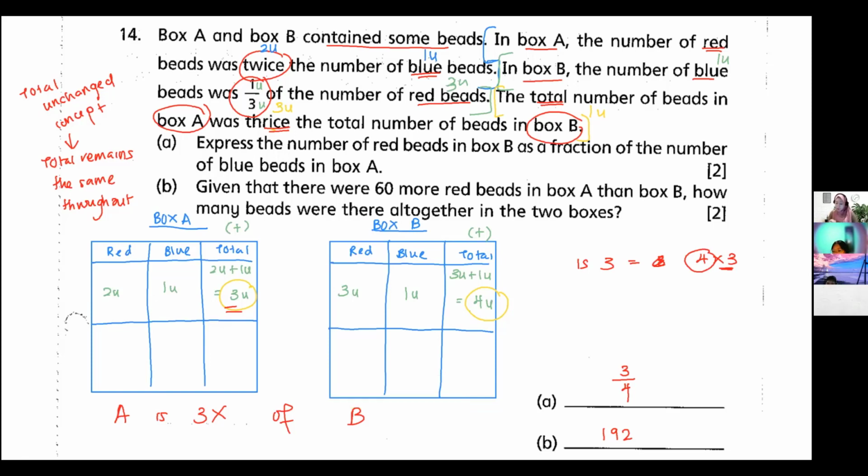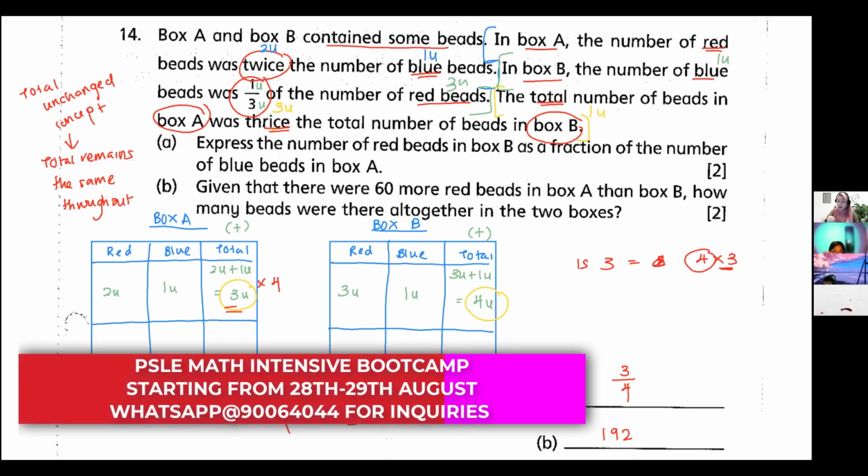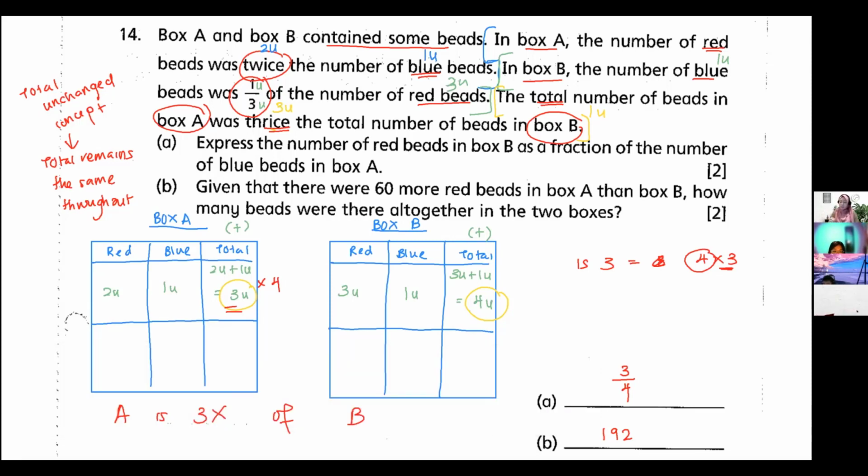No, right? If you look here, this is not 3 times of 4. If I want 3 times of 4 means 3 times 4. That's what I want. Get it? You get what is the meaning of the last sentence? They say that the total number of beads in box A was thrice the total number of beads in box B. So box A is 3 times of box B. Box B is 4. So 3 times of 4, which means 3 times 4. Understand? The times and the of means the same thing. Times, of means times. Times means of. Okay? So 3 times 4 means this is 12 units.